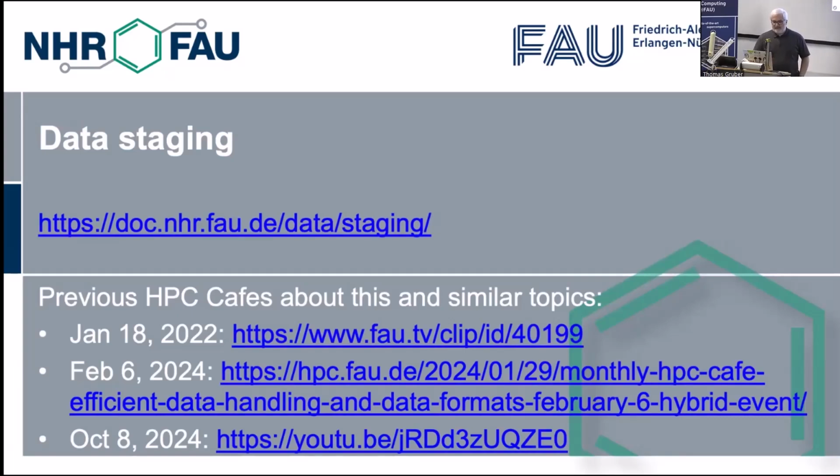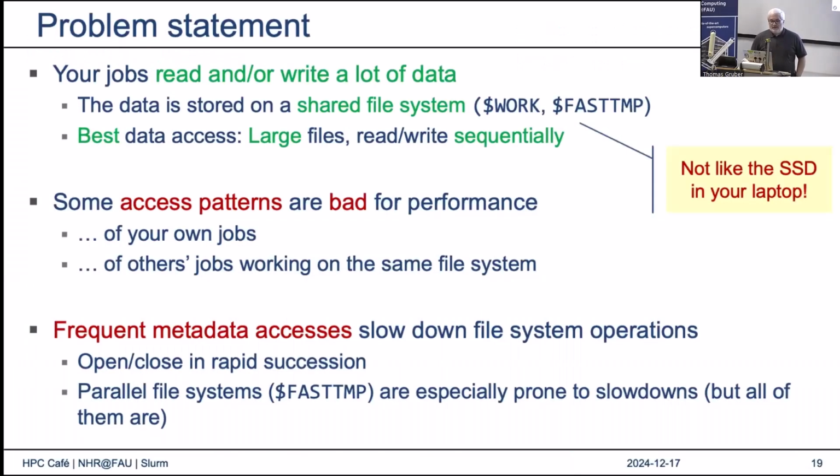There's also a specific section on staging, and this is what I'm going to cover briefly now. So what is the problem? You have a job that needs a lot of data, reading, maybe writing a lot of data. And the data is stored in a shared file system like Work or FastTemp. So these are file systems which are not your local SSD, right? It's not your laptop disk, which means it's a shared resource, and if you block it, everybody else will suffer. Not only you. You will slow down your machine, your code or your job, but everybody else will also feel it. So it's a good idea to be considerate.